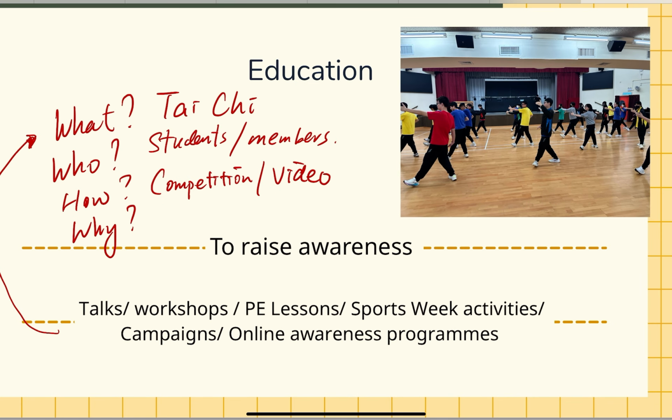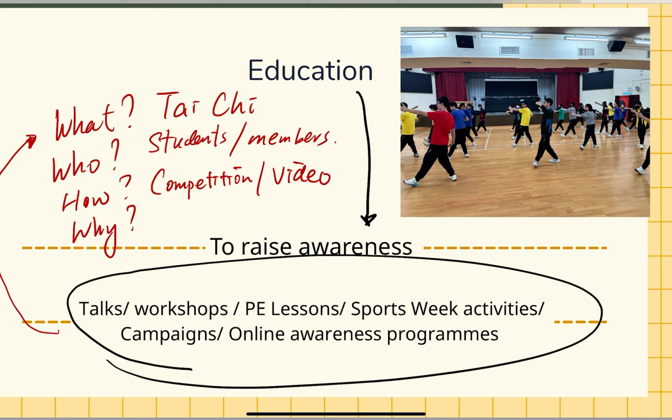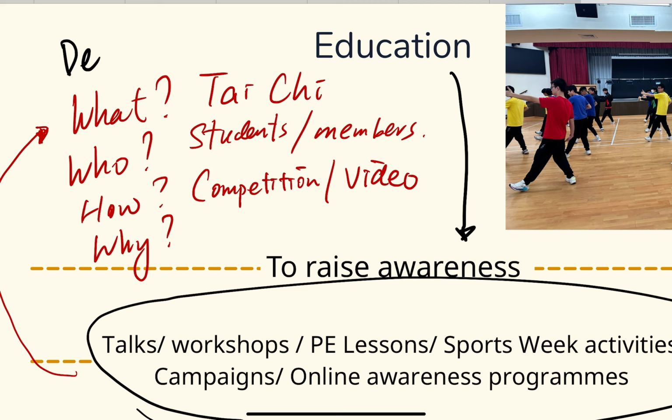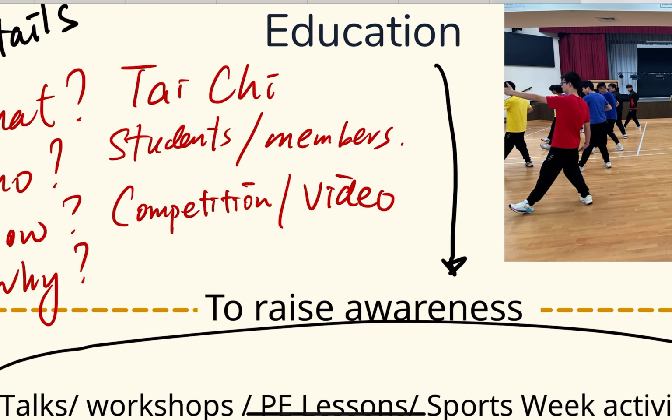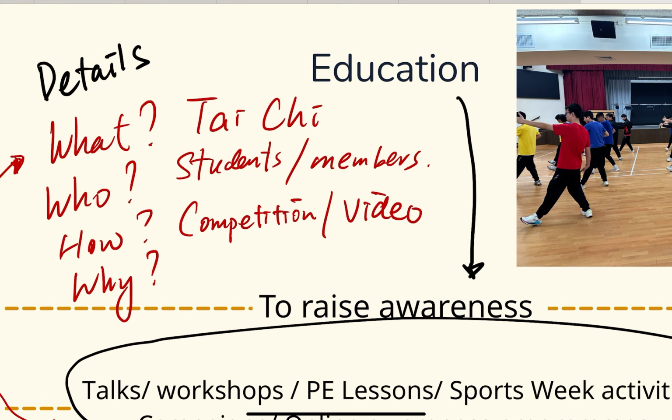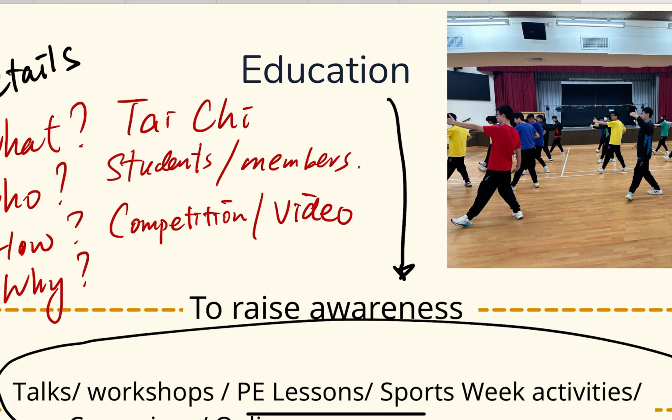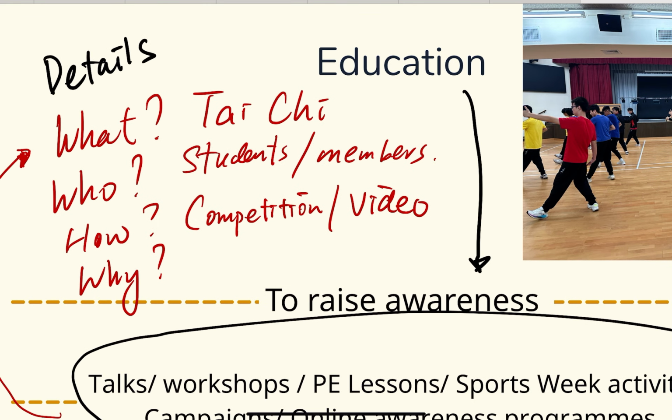So the last one is education, which is the most common one. Education is trying to raise awareness. There are several examples to help you here. But most importantly is giving details. When it comes to giving details, it's important to focus on what, who, how, why. Like the photo as an example, this is the PE lesson. So you can see students are actually doing Tai Chi, and students or members of the sports club can actually participate.